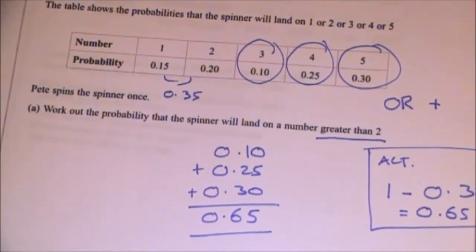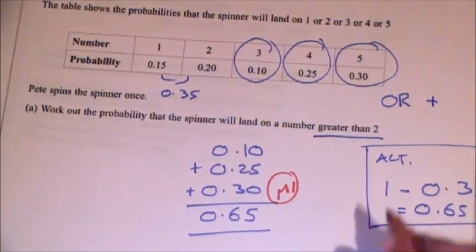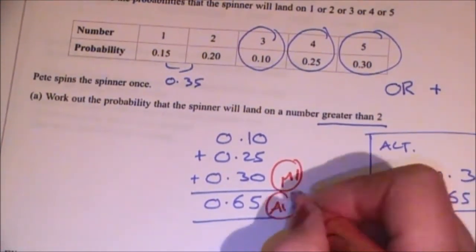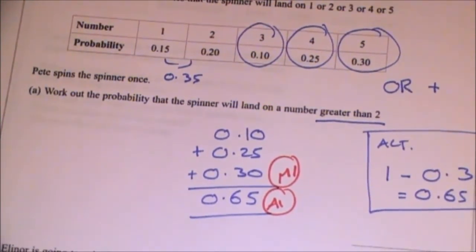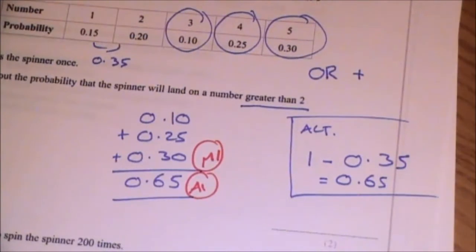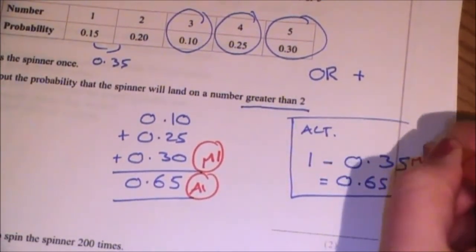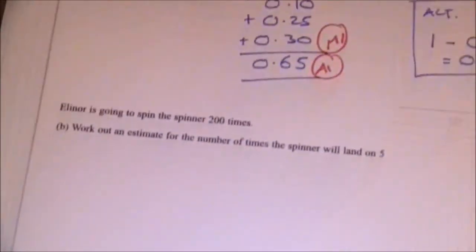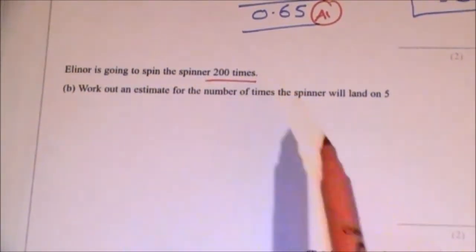With regards to how marks are allocated for this, you get 1 mark for showing an intention to add those together, and you get an accuracy mark for 0.65 or equivalent. So that means if you had it as a percentage, fine, fraction, fine. With regards to this method, you would get 1 mark for seeing 1 take away 0.35 and the A1 for doing it that way.